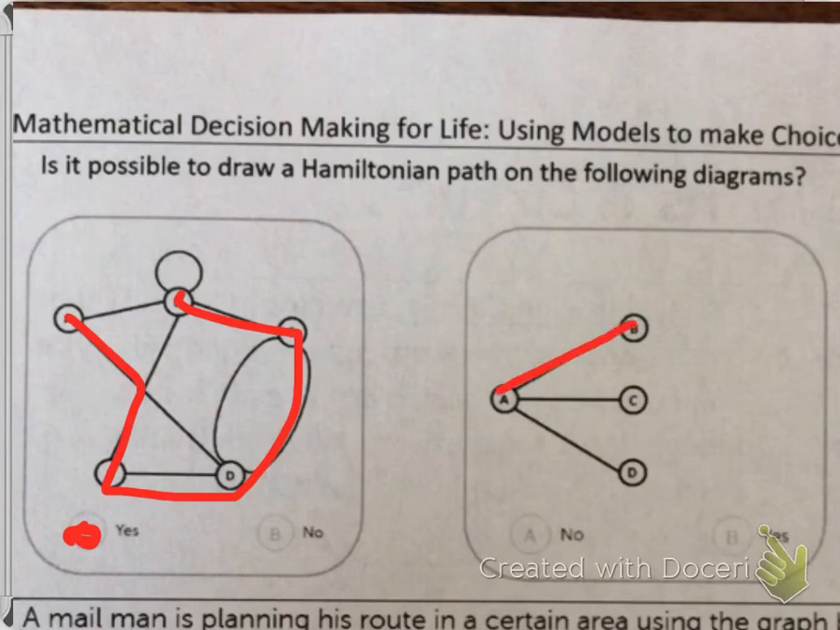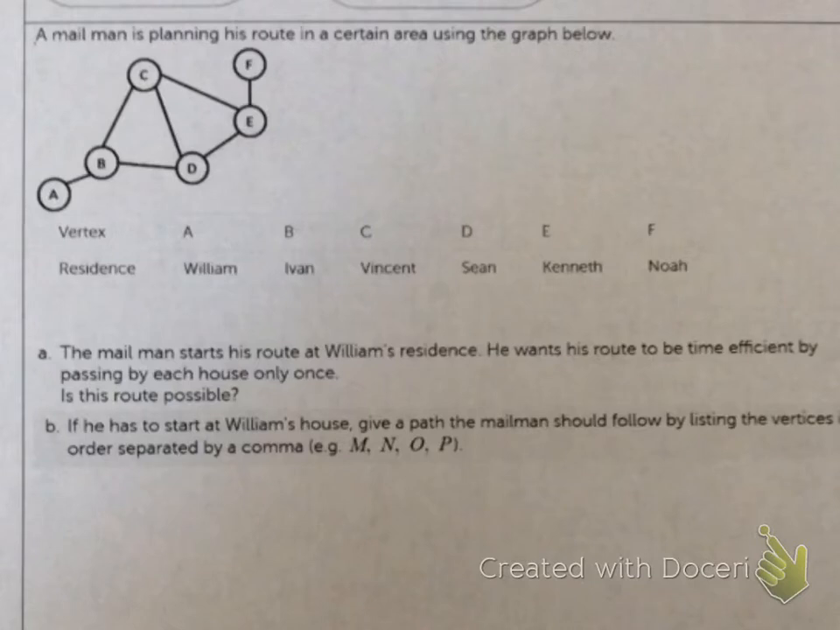This one, though, I can't see that happening, because no matter what, to get to C, I have to go through A. So I can't go two directions on this one. This one I'm definitely going to say no right off the bat. Again, there's no for-sure way to know. We have to just keep guessing and checking until we find them.